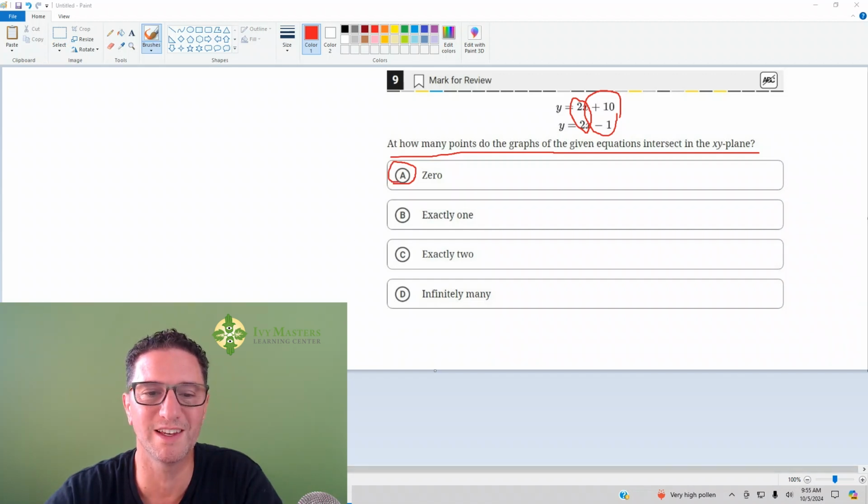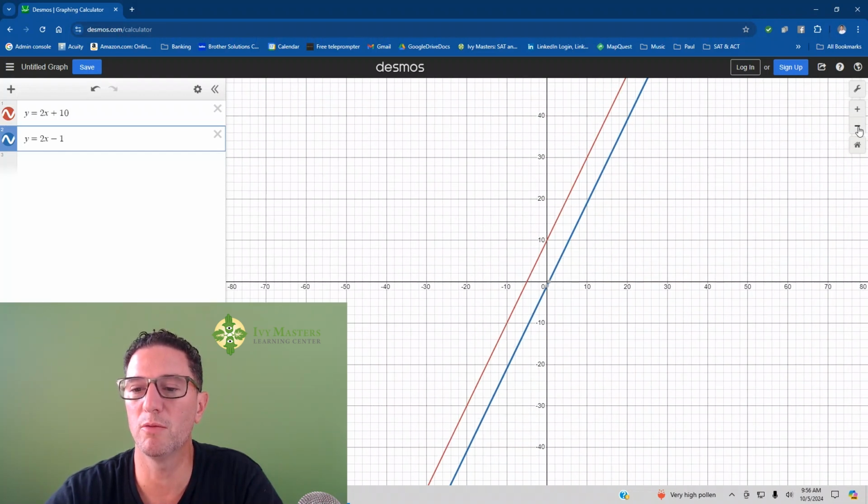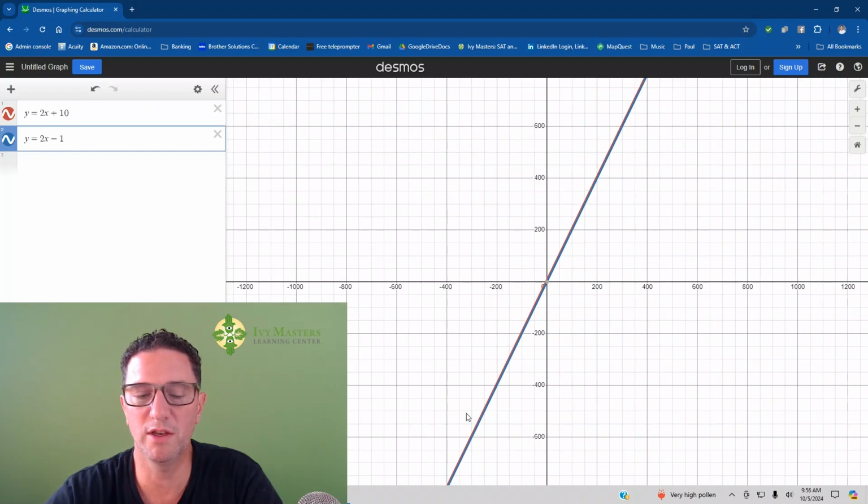Otherwise, you could throw it into Desmos, and they look parallel, so no intersection. If you're not sure, zoom out until they merge as one line. If they look parallel the whole way until they merge into one line, then you know that they are parallel.